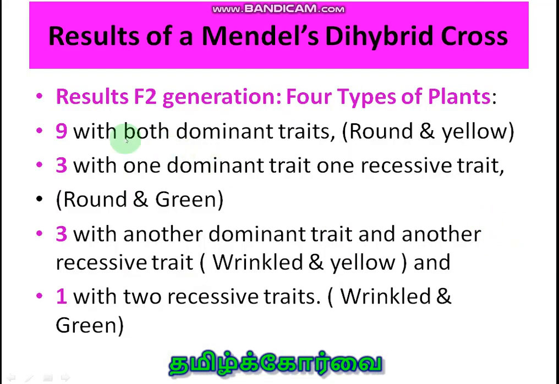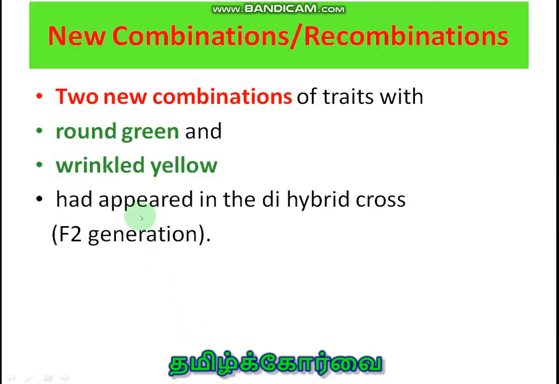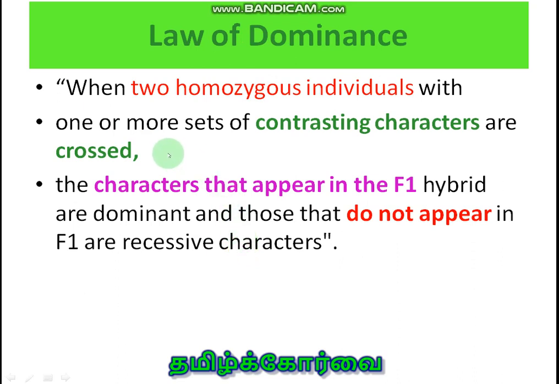Okay. So the result: 9 with round yellow, 3 with round green. This is the new combination. 3 with wrinkled yellow. This is also a new combination. 1. This is the wrinkled green. This is one of the parental combinations. Okay. So in addition to the parental combination, we are getting the new combination. They are called recombinations. The two recombinations are round green and wrinkled yellow. This is because of the law of independent assortment.